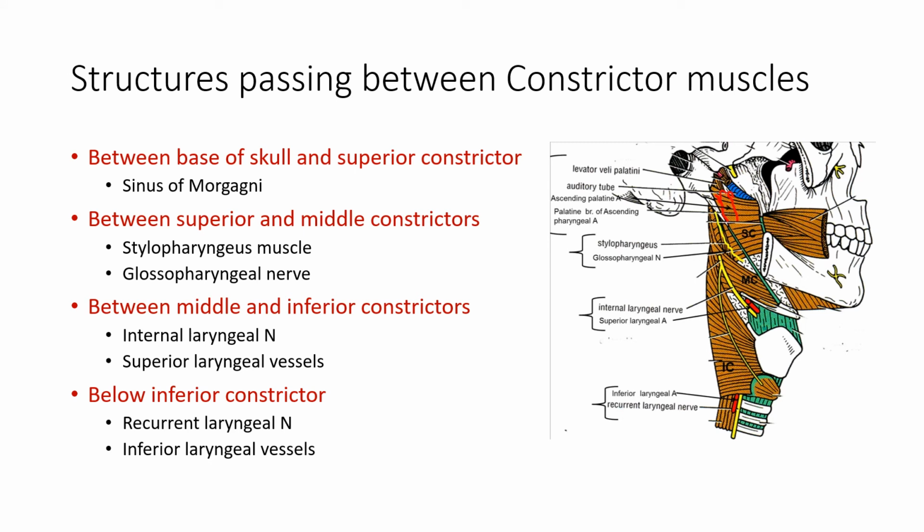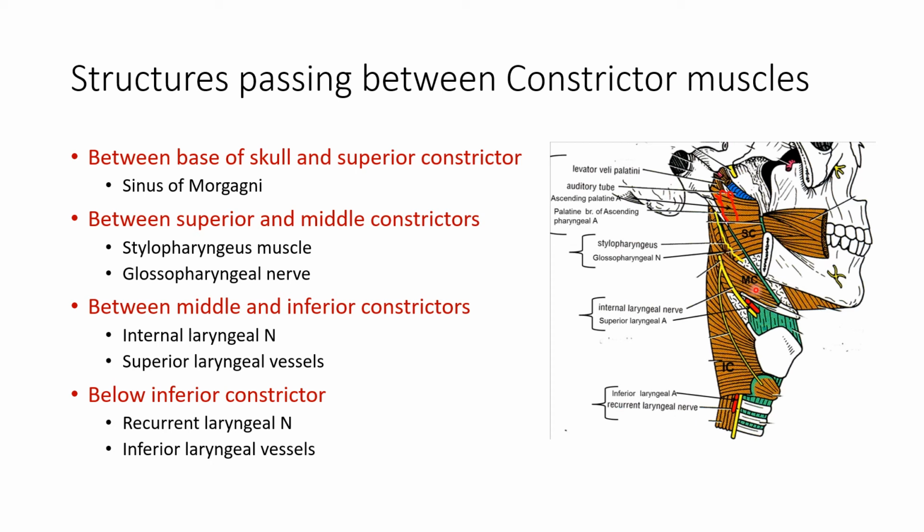After discussing the musculature of the pharynx, that is the circular muscles, the constrictors, and the longitudinal muscles, let us look into the structures that are passing between the constrictors, above the constrictors and below the constrictors. Between the base of skull and superior constrictor is the sinus of Morgagni, which we will discuss shortly. In relation with that, you will see the tensor palati, levator palati muscles, the auditory tube, the ascending palatine artery and the palatine branch of the ascending pharyngeal artery. Between the superior and middle constrictors are the stylopharyngeus muscle and the glossopharyngeal nerve.